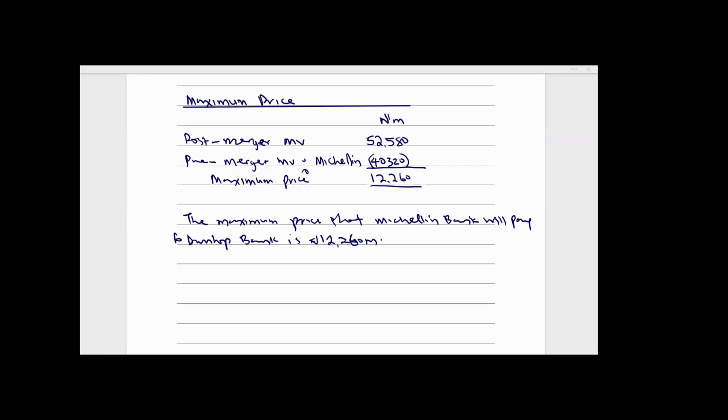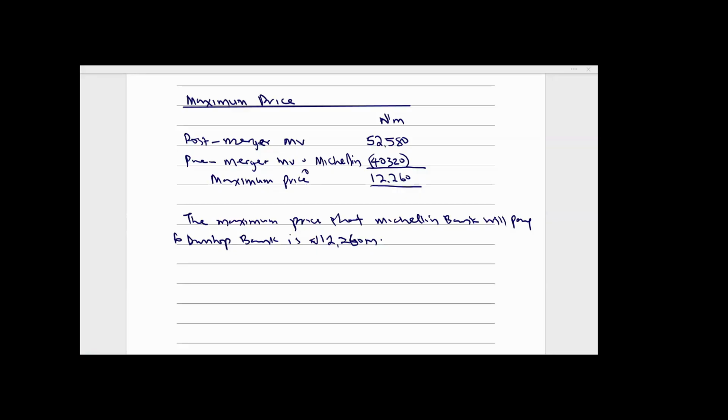Let me go back to the question. Yes, the board of Michelin Bank PLC is considering making an offer to Dunlop Bank PLC. The offer is to take the form of a merger on a share-for-share exchange. All right. So it's just the price that Michelin Bank will pay to Dunlop. That's what the examiner is asking. Maximum, you can't pay more. That is the maximum.